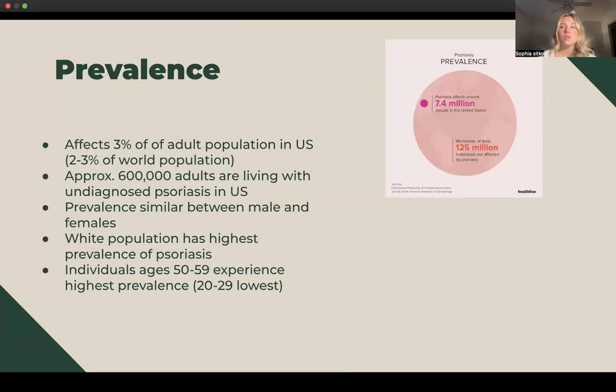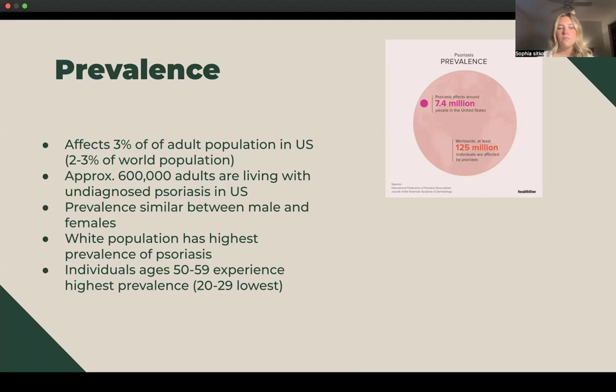So prevalence: psoriasis is not super rare. It affects about 3% of the adult population in the US and 2 to 3% of the world population. But I think it's important to note that a lot of people are living with undiagnosed psoriasis. The approximation is 600,000 adults in the US. And the prevalence of psoriasis is pretty similar between males and females. I think in males it was 3.2%, and in females it's 2.8% in the US.